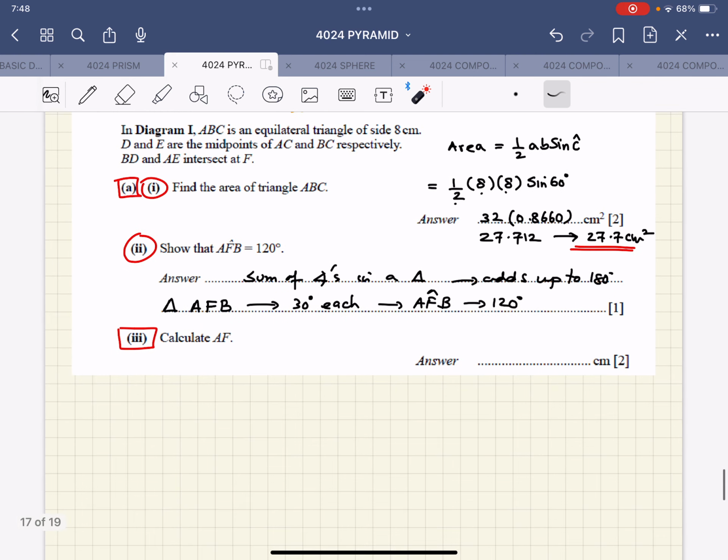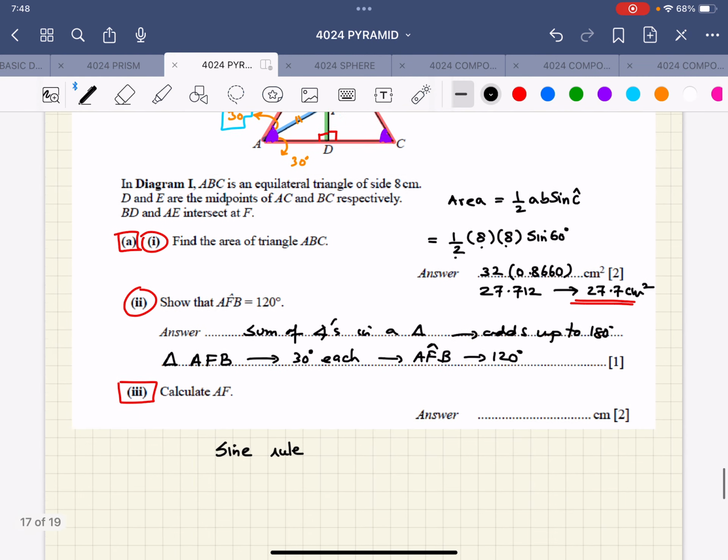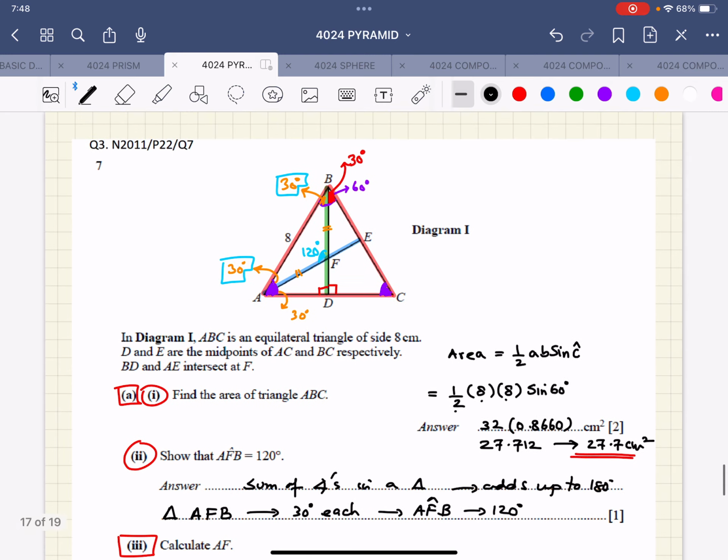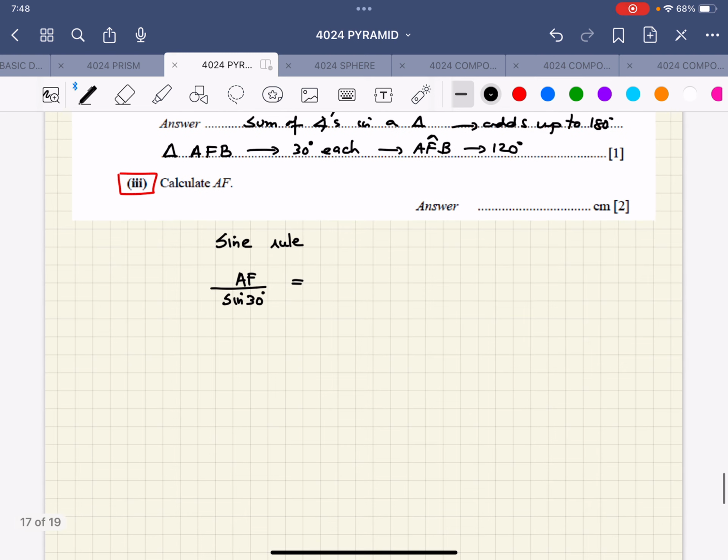So basically I'll use sine rule. So if I use sine rule, I'll write AF and 30 degrees. So AF divided by sine of 30 degrees. That is the same thing as how much? 8 divided by sine of 120. Let's first make AF the subject, then I'll use the calculator. 8 sine 30 divided by sine 120. So that is 8 into half divided by sine of 120.